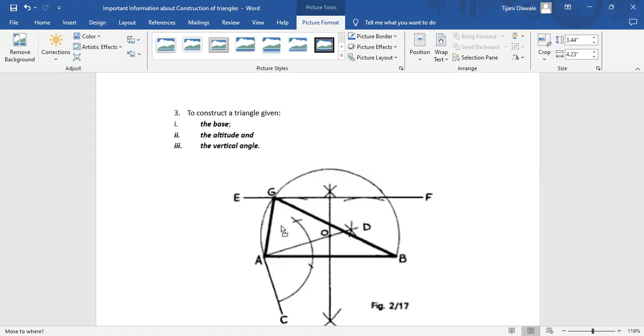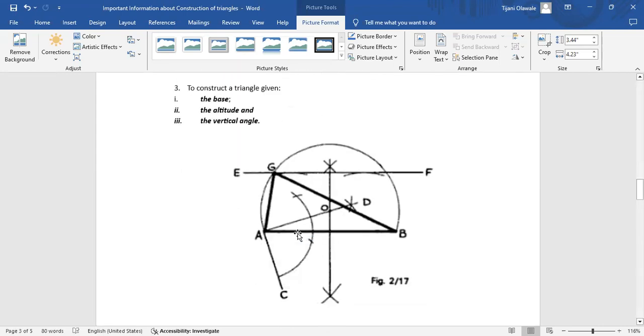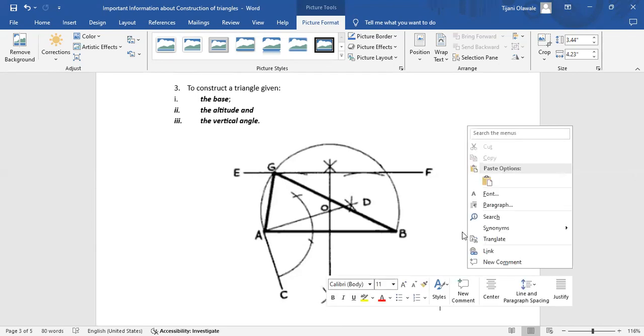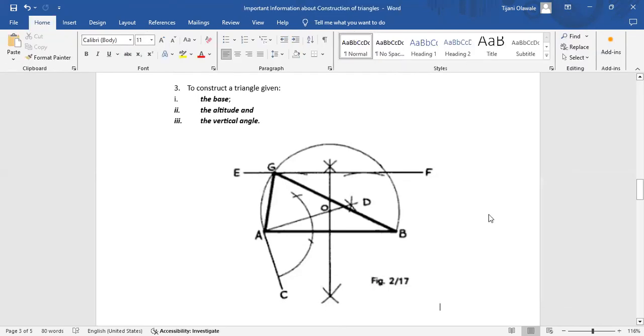So that is all that we need to know about this construction. As I said, for this construction, we are given the base, we are given the altitude, and we are given the vertical angle. Let me say it again, the angle between line AB and line AC is equal to the given vertical angle. So let's pay attention to that. Now let's look at the next one.